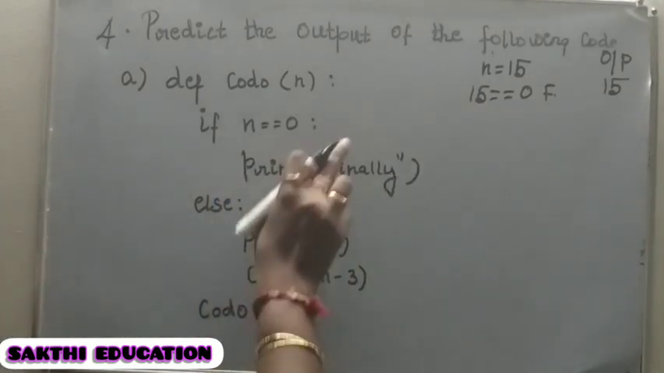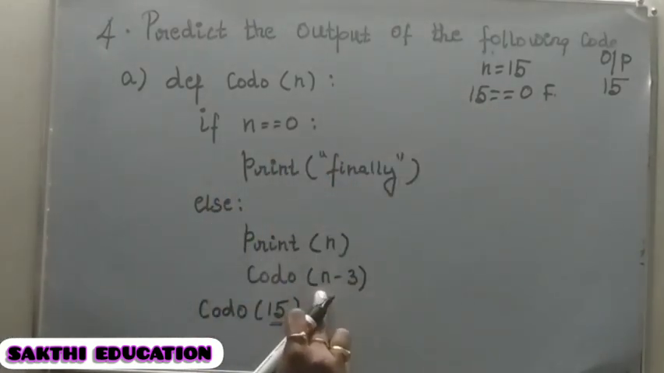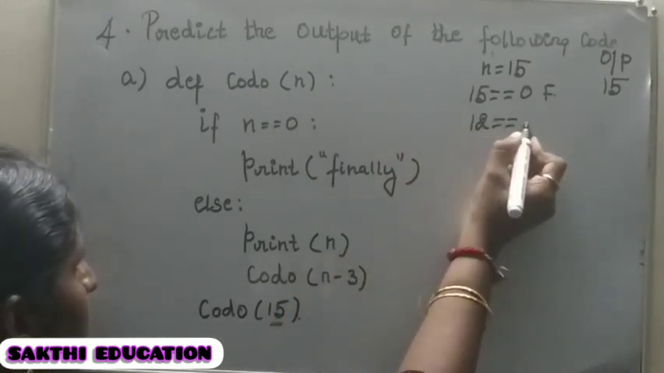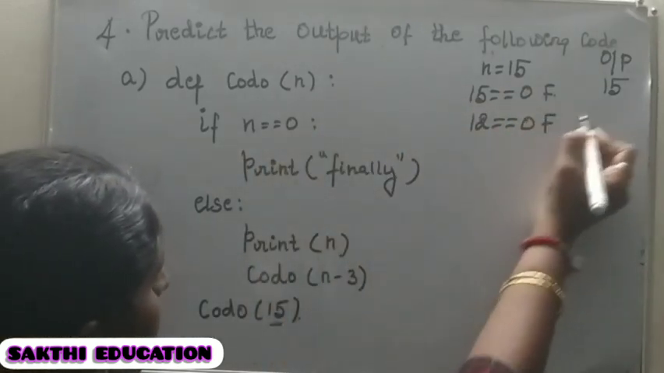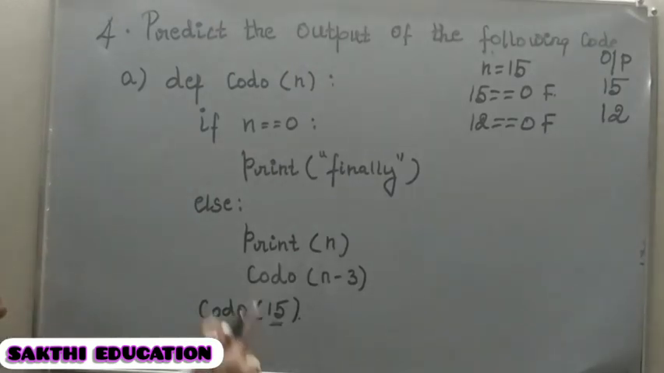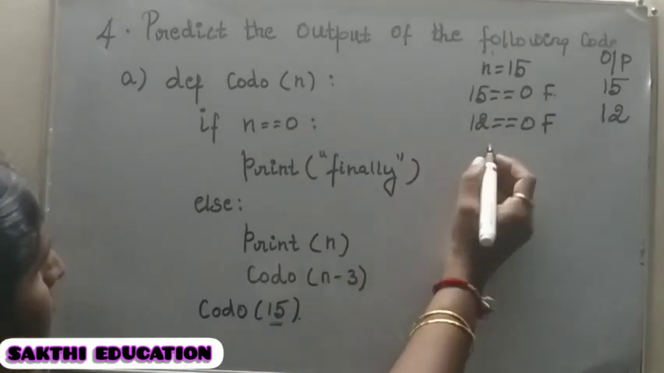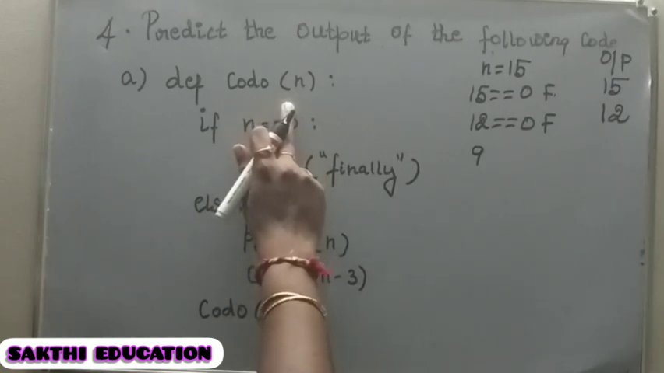Next, 15 minus 3, n minus 3. Now n value is 15, 15 minus 3 is 12. 12 equal to 0, again we are checking. It is false. So you have to print the n value 12. Next, I am moving to this function call n minus 3. 12 minus 3 is 9 and then that 9 will be passed to the function definition.